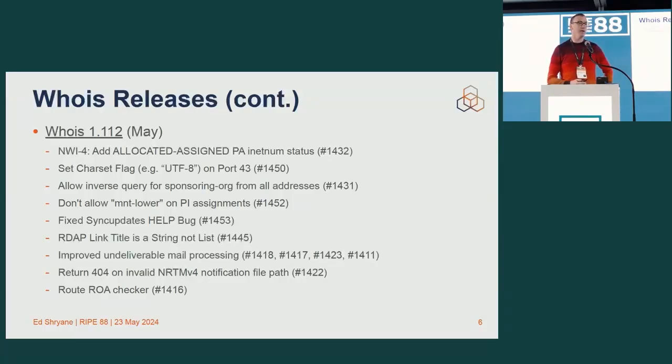Another improvement was to add a character set flag. So now on the command line, if your terminal is UTF-8, you can specify UTF-8. Your response will be in UTF-8. And that is part of the preparation work for supporting UTF-8 across the database. Also, something that got a lot of support on the mailing list was to add support for querying for sponsoring org. It wasn't mentioned when sponsoring org was added, but we now support this feature, and a variety of other changes.